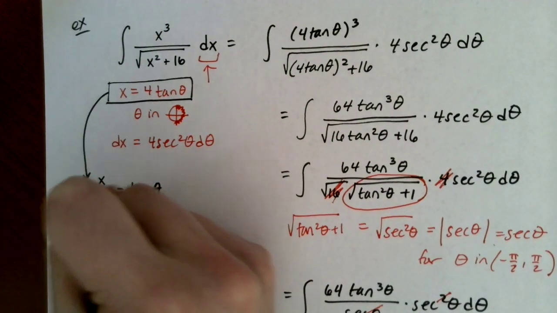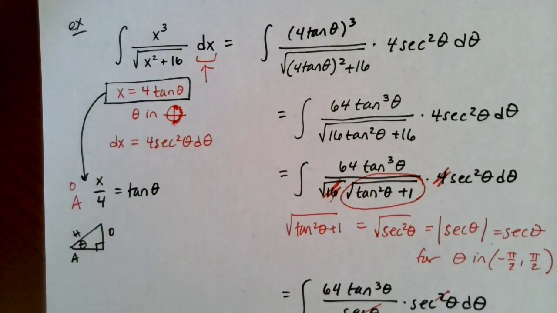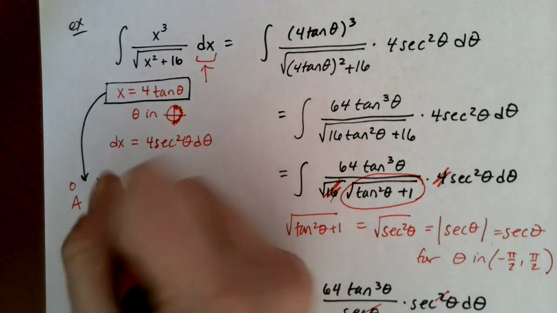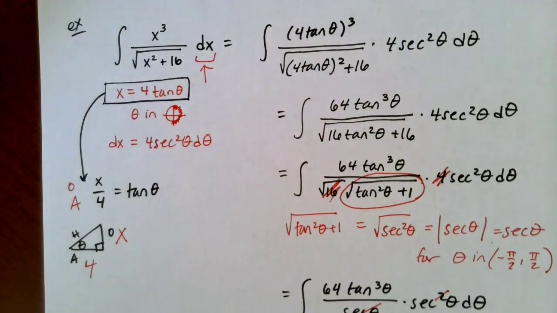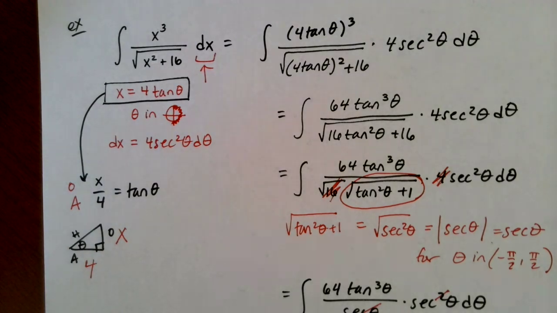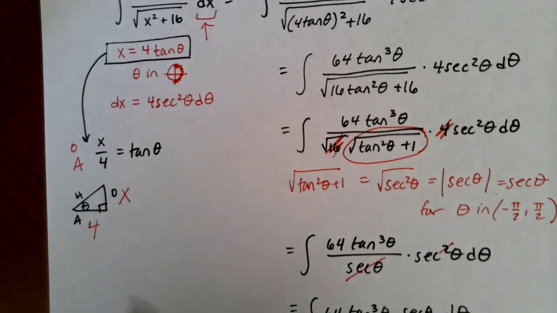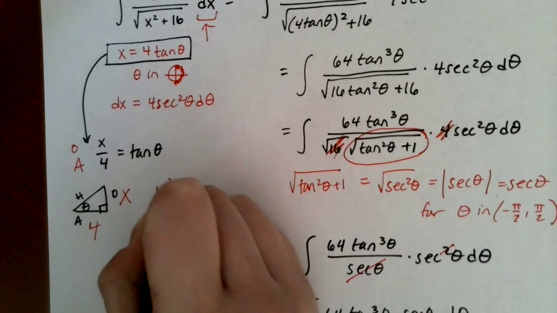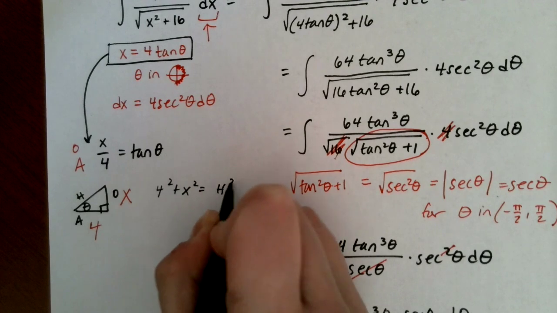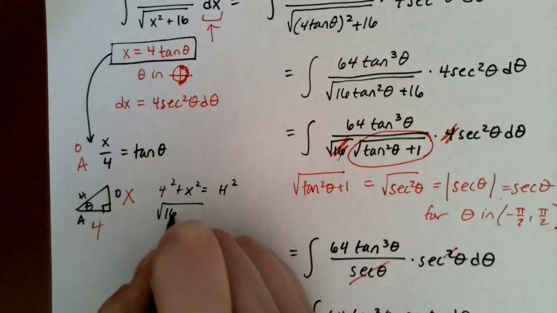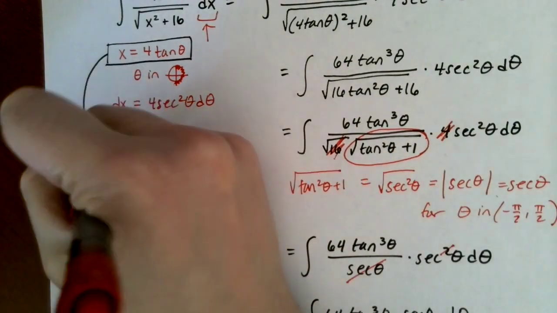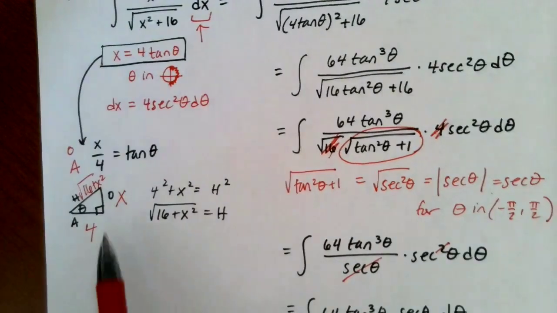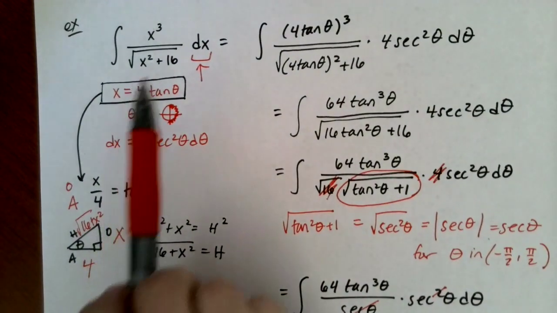This is adjacent, opposite, and hypotenuse sides. I'll use x as the O side, 4 as the A side. And then anytime I have two sides of a right triangle, I can use the Pythagorean theorem to solve for the missing side. So here I have 4 squared plus x squared equals h squared. So square root of 16 plus x squared is that hypotenuse. Fill that in.